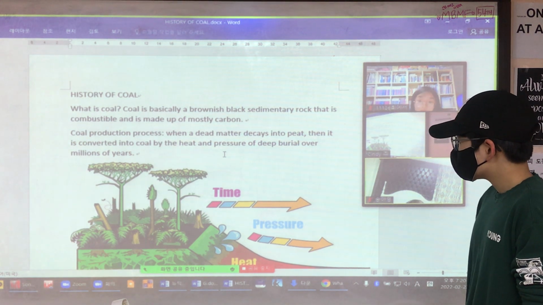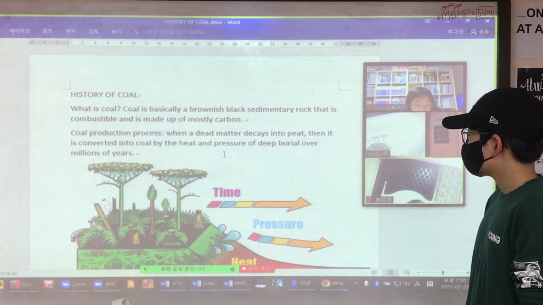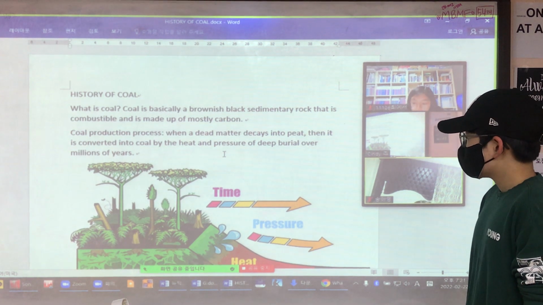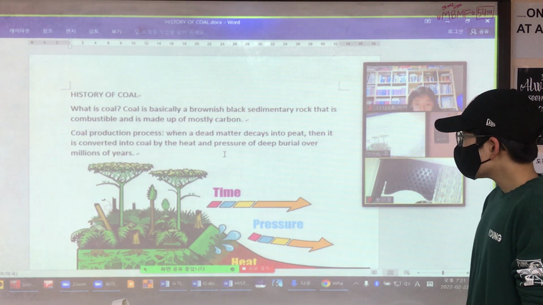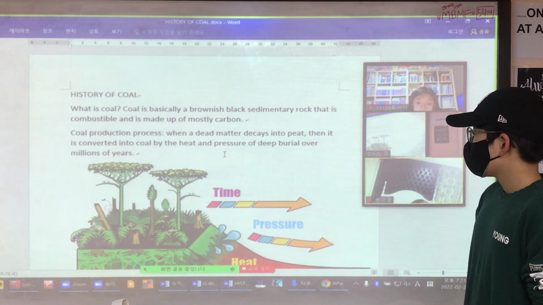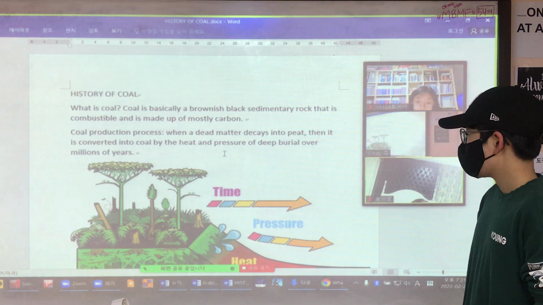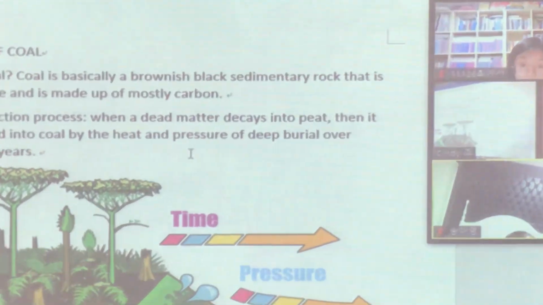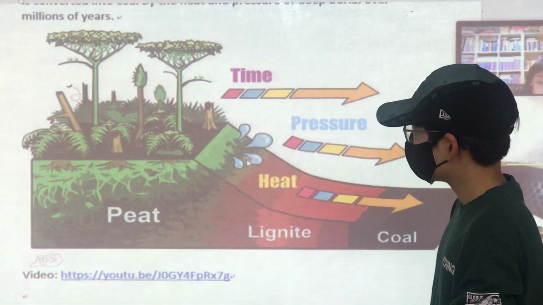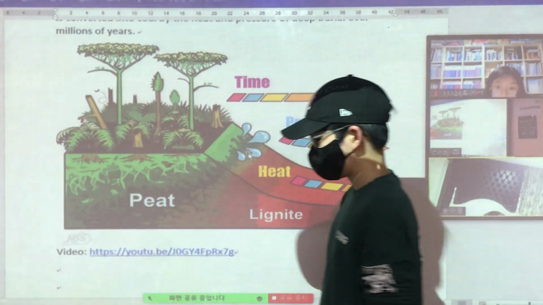So when dead matter such as a plant dies and decays into something called peat, then that peat is converted into coal by heat and pressure of deep burial over millions of years. And I will show you a short video which explains the process of how coal is made.